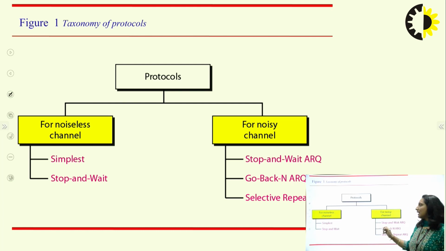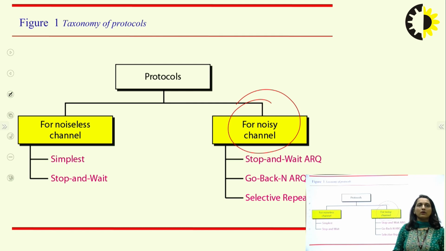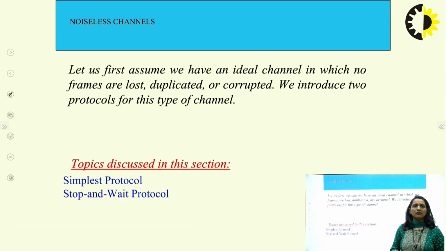In the present scenario, we will have a noisy channel, because a noiseless channel is not realistic and does not exist in a real scenario. We will first go for the noiseless channel, and then the noisy channel and the protocols used in noisy channels. In a noiseless channel, we assume there is no frame loss, no duplication and no corruption of packets. So we will develop two protocols for it.